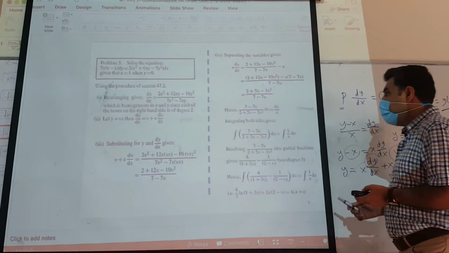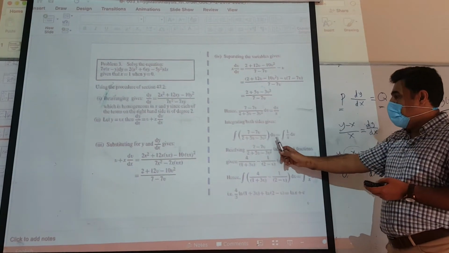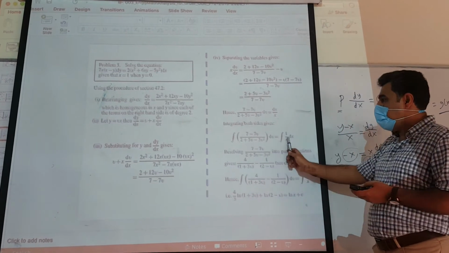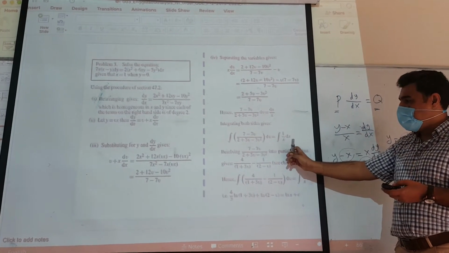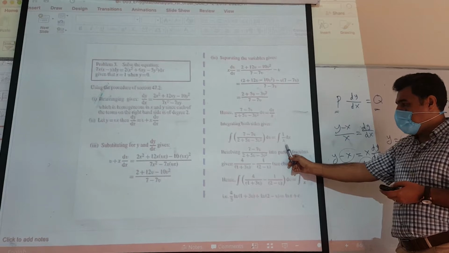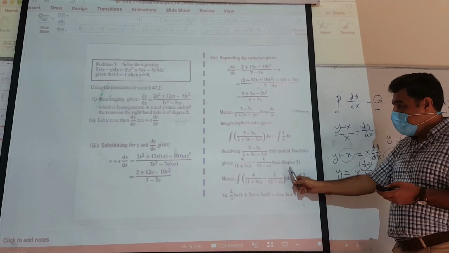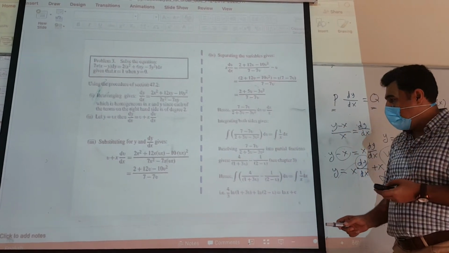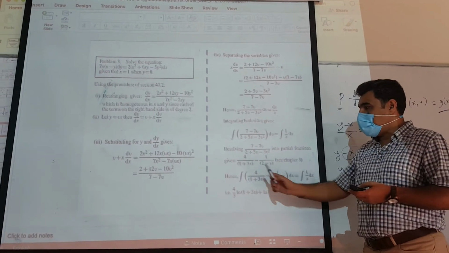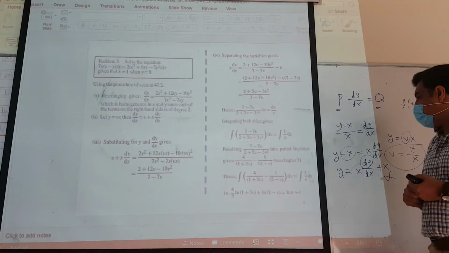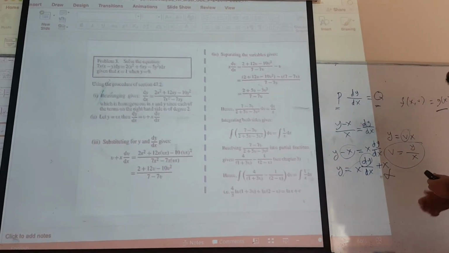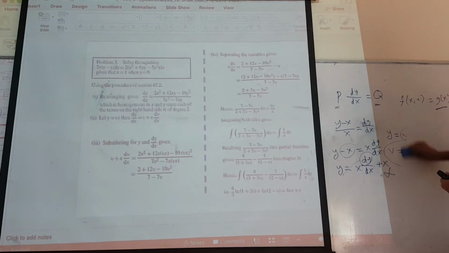So we will reach this after simplifying the equation and we will take the integration. Now you have the integration of both sides. You have this equation. Again, this was simplified to this one. How is it simplified? You see.